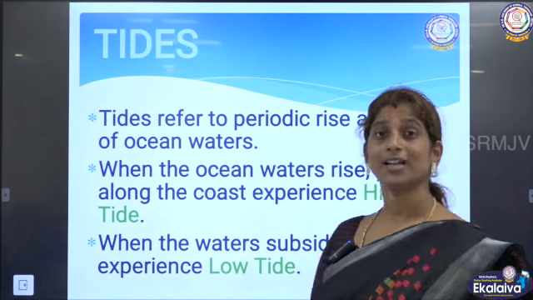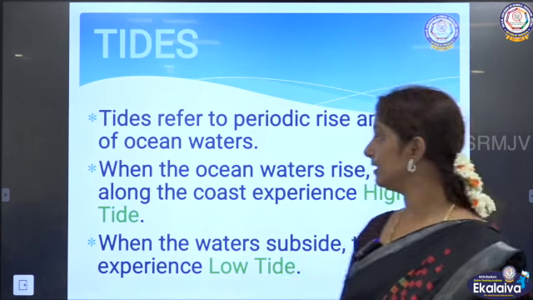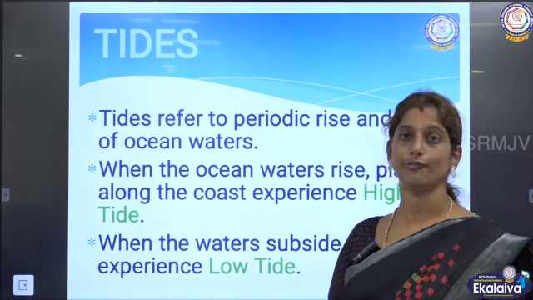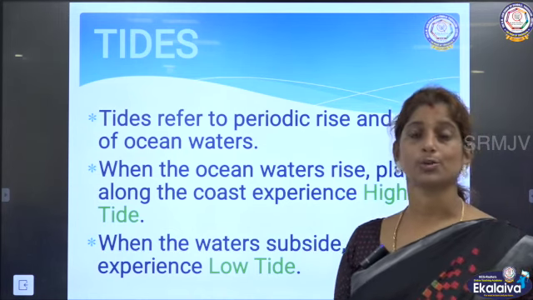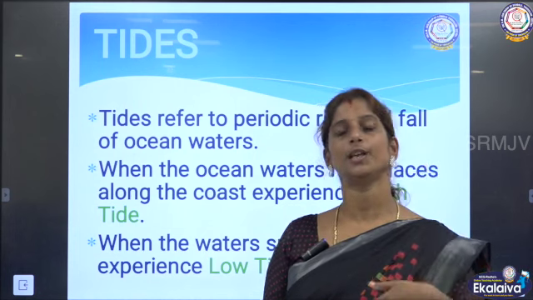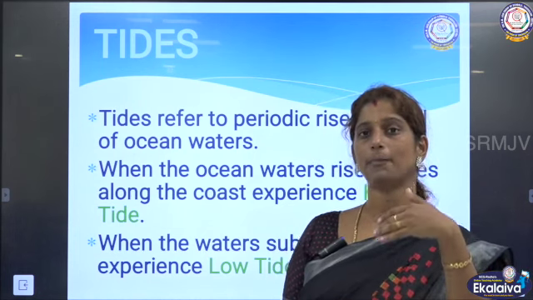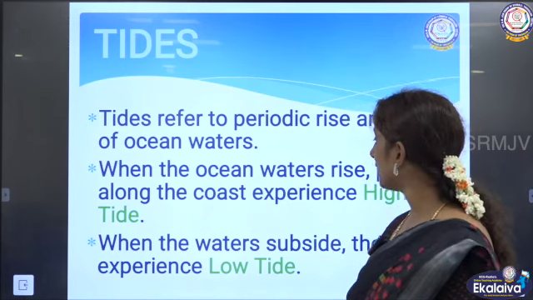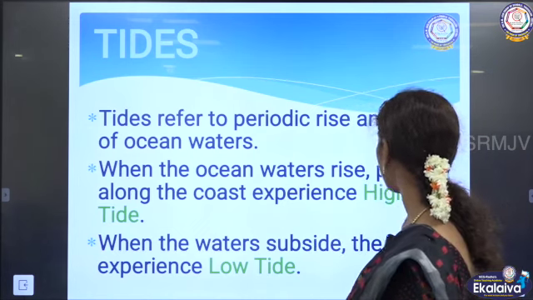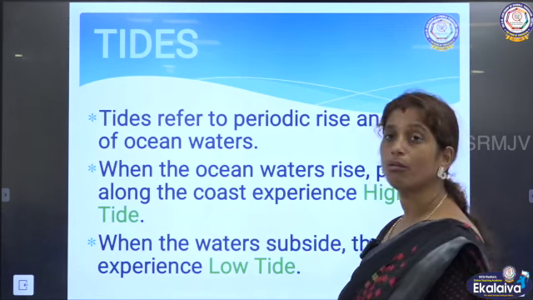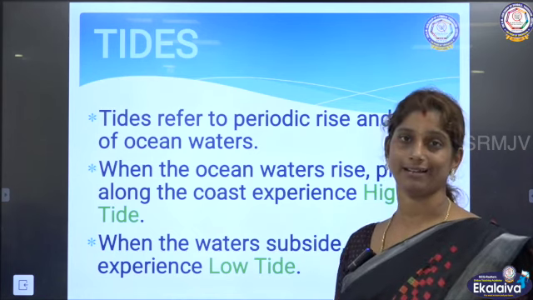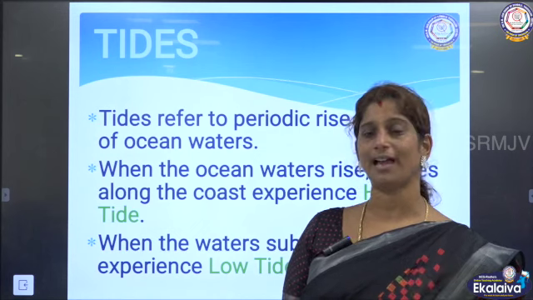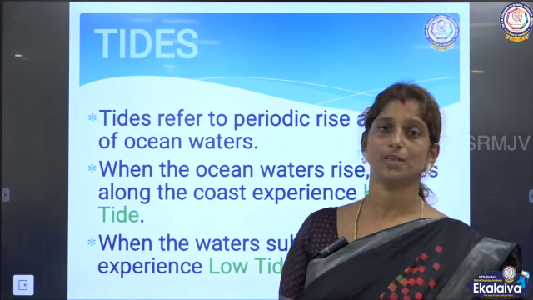So first, what is a tide, right? So tide refers to a periodic rise and fall of the ocean water. So the ocean waters periodically, when it rises up and it falls down, that is what we call tides. Okay, so when the ocean water rises, places along the coast experience the high tide. The same way, when the ocean waters fall back, then it is said to be a low tide.